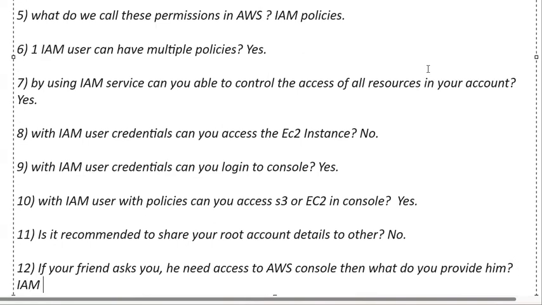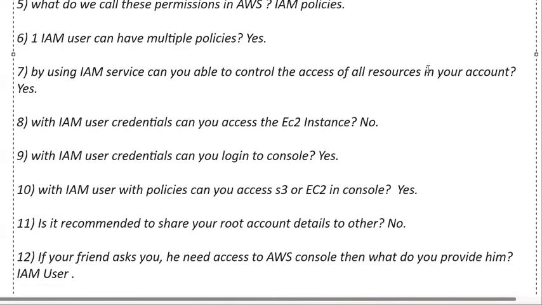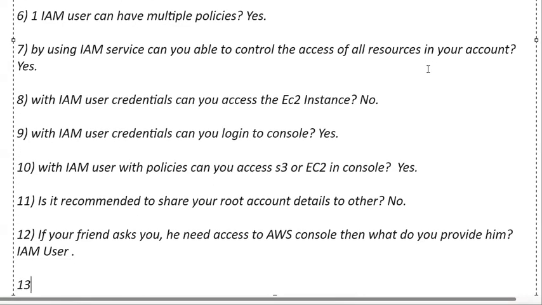You need to provide him an IAM user with a policy. Which policy you need to provide depends on the need. That policy you have to attach and provide to your friend so that he is able to use that particular service and fulfill his need. Now let's have another important question.